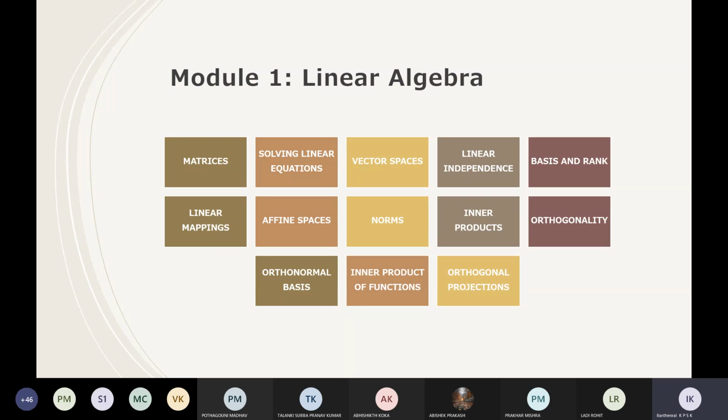What is a basis and rank? Your linear mapping, affine spaces, norms. What is the inner product of functions? What are orthogonality, orthonormal basis, and orthogonal projection. So this is what we will cover in the first unit.